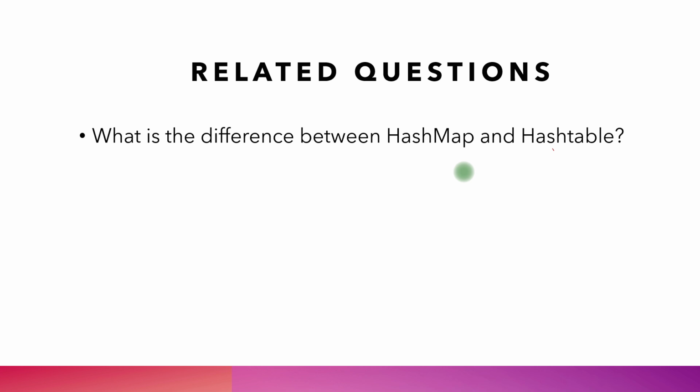Legacy: Hashtable is the legacy implementation and HashMap is the latest implementation. HashMap was introduced in Java 2, that is JDK 1.2.